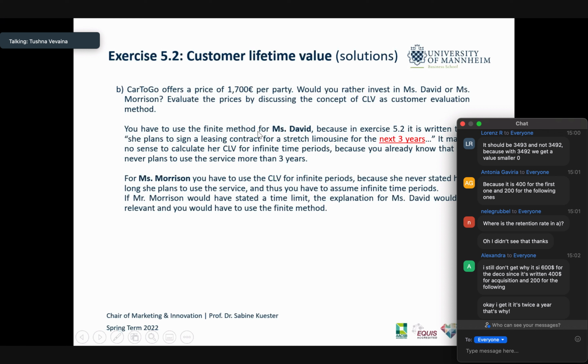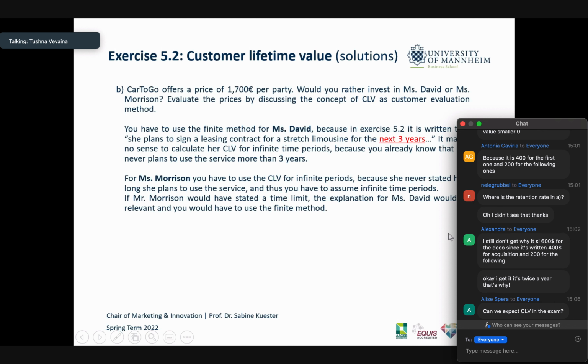And then you're asked further on, would you rather invest into the to evaluate the prices by using CLV? And you go on to say that in exercise 5.2, they say that you're leasing it for the next 3 years, which is why you use a finite period of time for Mrs. David versus for Mrs. Morrison. There's no sort of a time estimate given, and that's why you use infinite period of time.